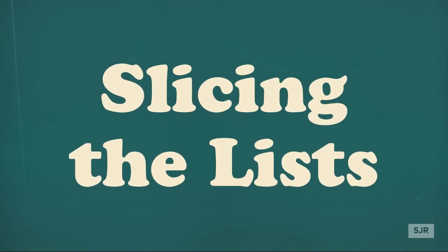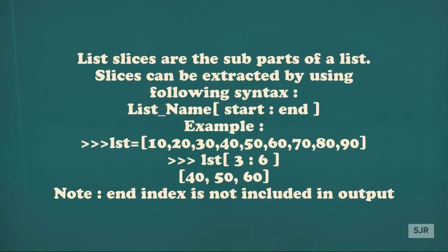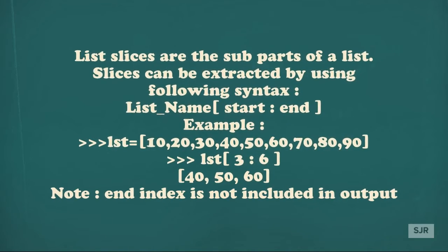Now we will see slicing the list. It means extracting elements from a given list. List slices are the subparts of a list. Slices can be extracted by using the syntax, that is list name in square brackets start, colon, and end. Now what actually are start and end? Start is a starting index and end is an ending index. So it will extract the piece from start to end. Now here end is not included in output.